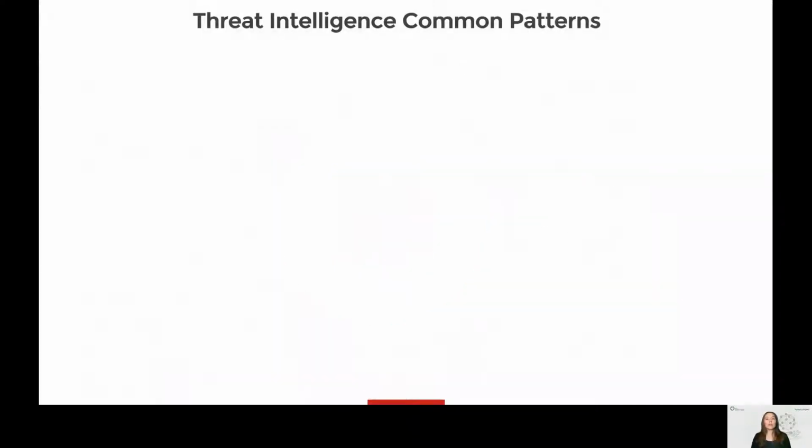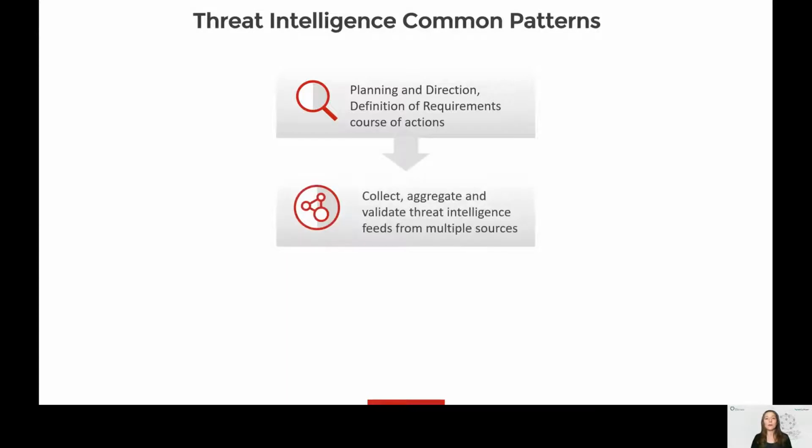So what are some of the threat intelligence common patterns that we come across as an organization? Well, as we mentioned, not only do we have to plan and direct what we're going to do around threat intelligence, but we have to identify the definition of requirements that we have and the course of actions that we might define based on that threat intelligence.